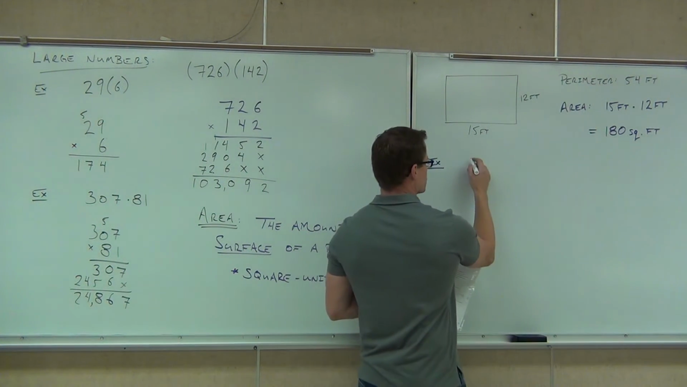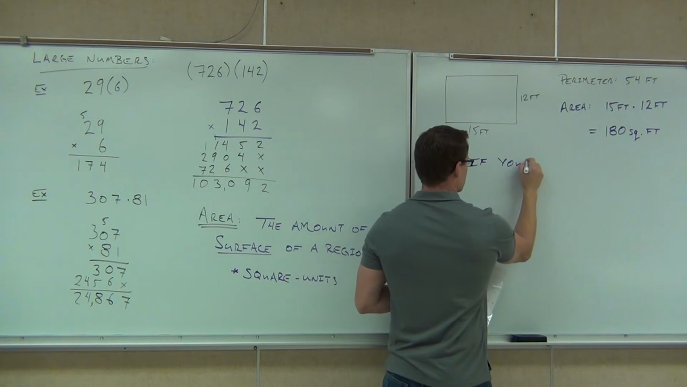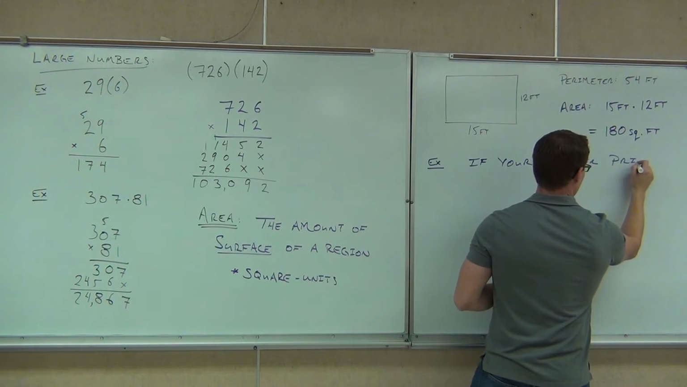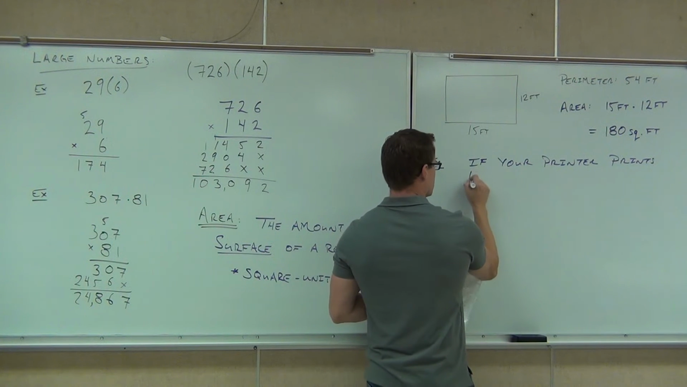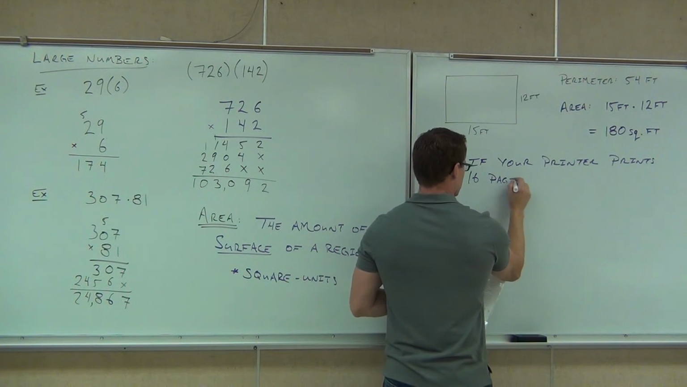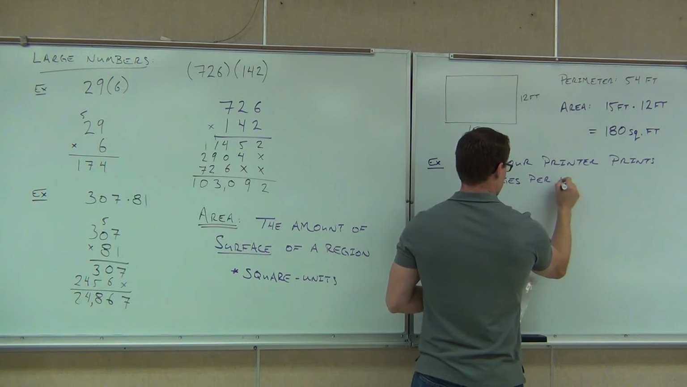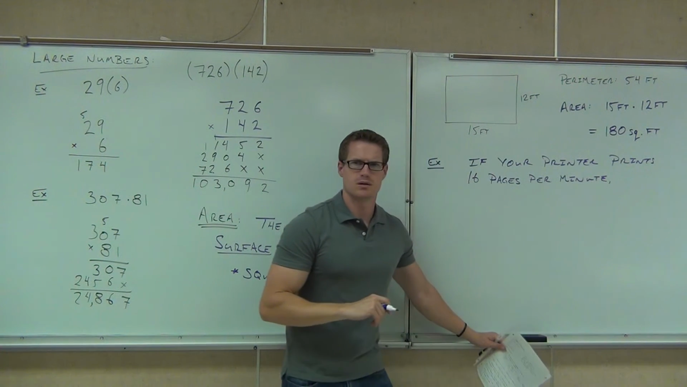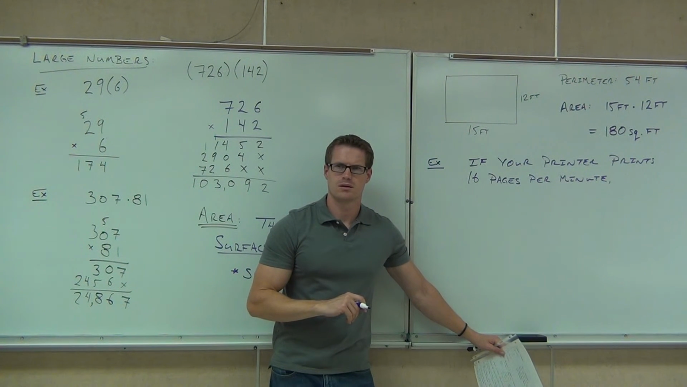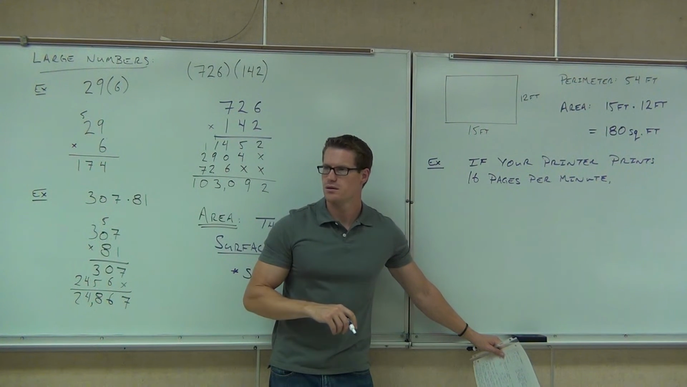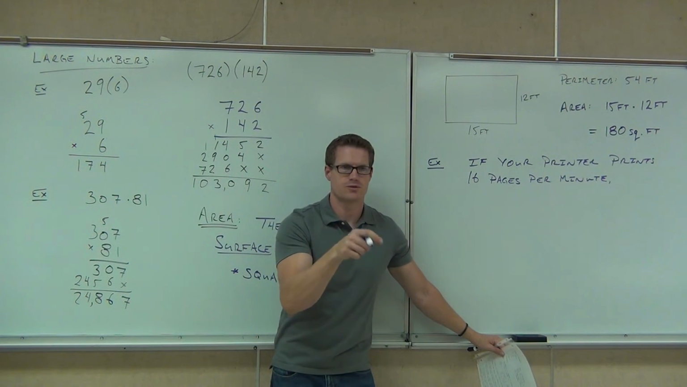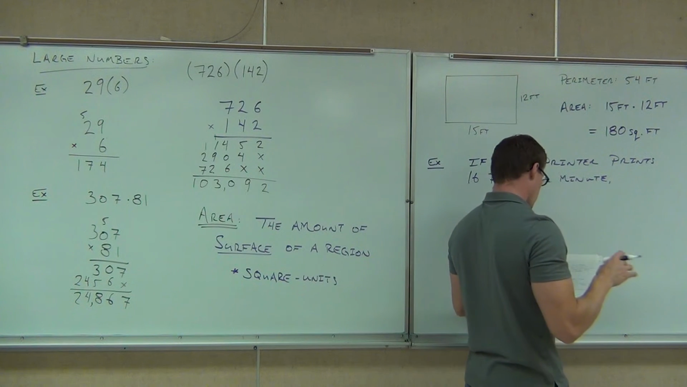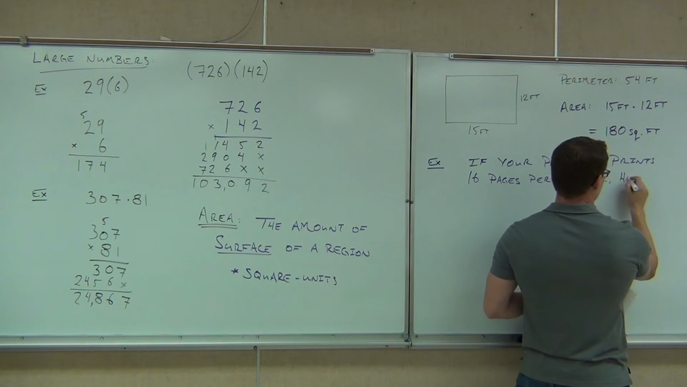Can you figure out if your printer prints 16 pages per minute, by the way, what does that word per mean? Per minute. How many they could do in a minute? Exactly right. The word per means in each, for each minute. So this one is going to print 16 pages every single minute, and you have 45 minutes to work. How many pages could you print in 45 minutes?